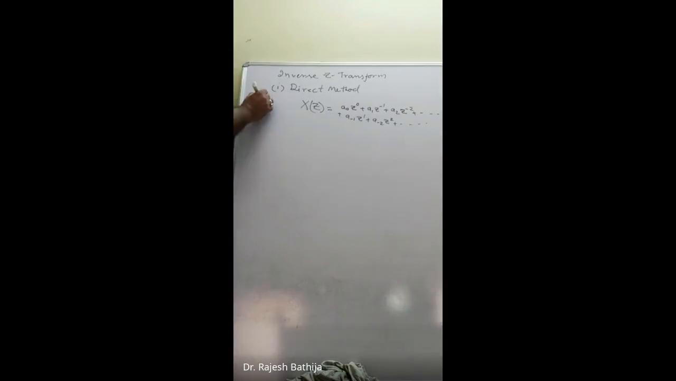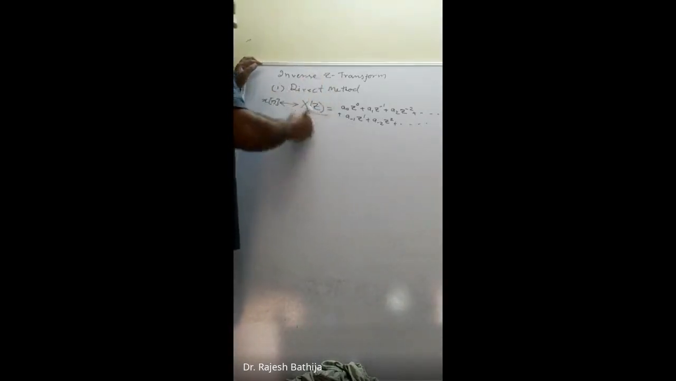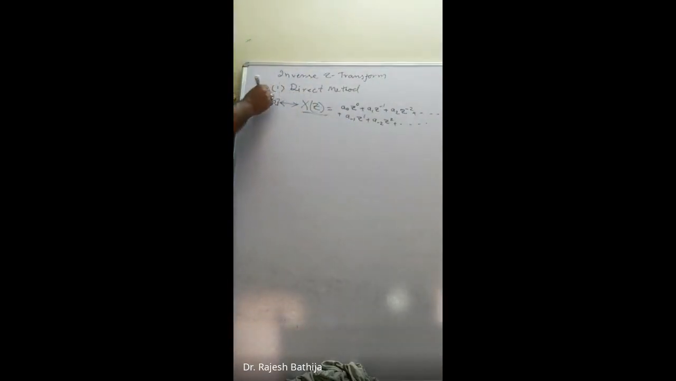What is our task? Our task is to find x of n where X(z) is given to us. Am I audible to all? Yes, sir. Okay. So x of n will give us X(z), and X(z) is given to us, and through X(z) we have to identify what should be x of n.